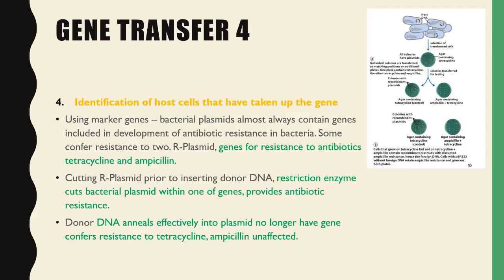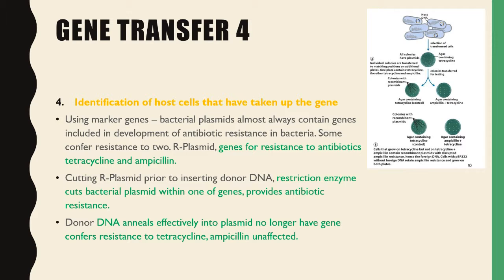So how do we then identify the host cells that have taken up the gene? Well, we'll use marker genes, as a bacterial plasmid almost always contains genes that are involved in the development of antibiotic resistance in bacteria. Some confer resistance to antibiotics, such as the R plasmid, which has genes for resistance to the antibiotics tetracycline and ampicillin.